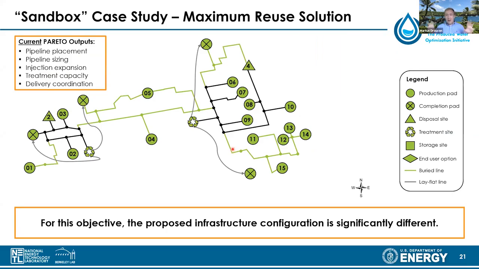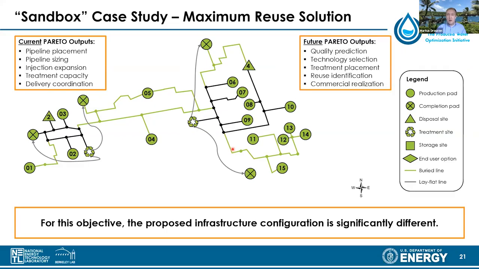So just to sort of round off, where we are right now is that Pareto can already do a couple of exciting things. It can help us with the placing of pipelines, the routing of pipelines, and their sizing. It can help us understand how much capacity we might need for storage or treatment or injection activities. And it can really help us coordinate deliveries in a given area. But we have big plans for Pareto, and we don't want to just stop here. Going ahead, we want the framework to be able to predict how water quality might propagate through a network, how it propagates through a pipeline system.